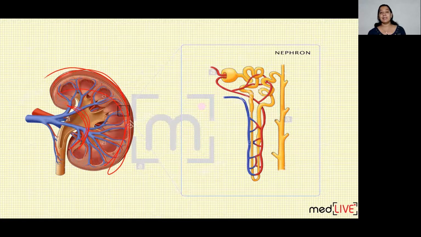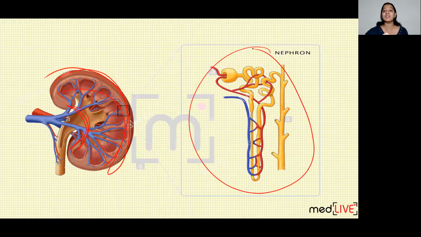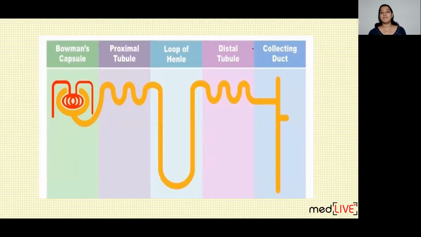Each kidney contains nearly 1 million nephrons. So there are two kidneys, humans have 2 million nephrons. Nephron is the structural and functional unit of the kidney. So what are the parts of the nephron? There are 5 parts of the nephron.